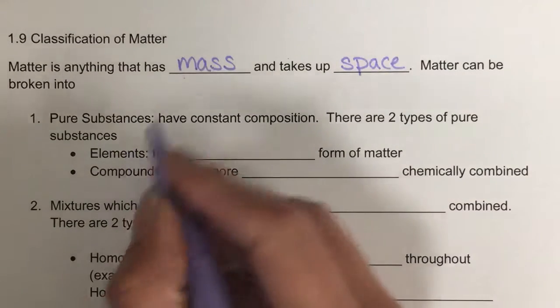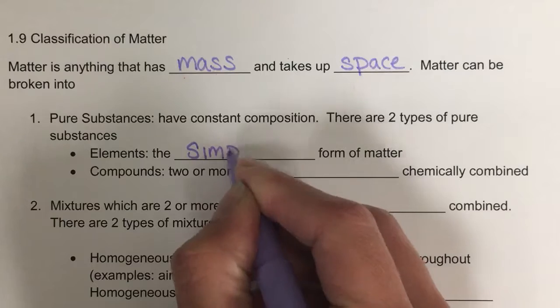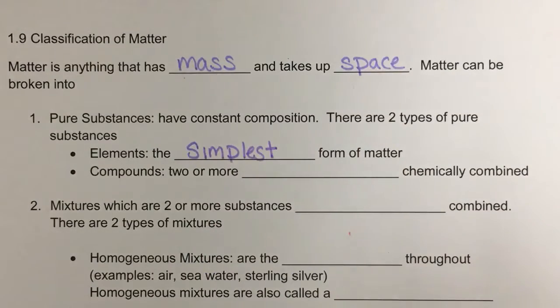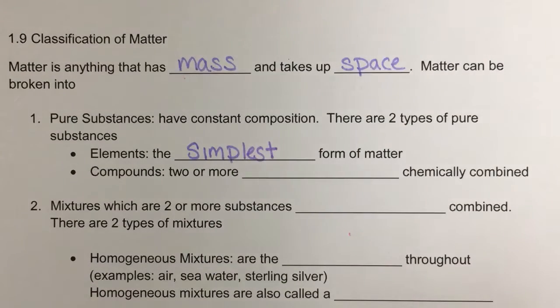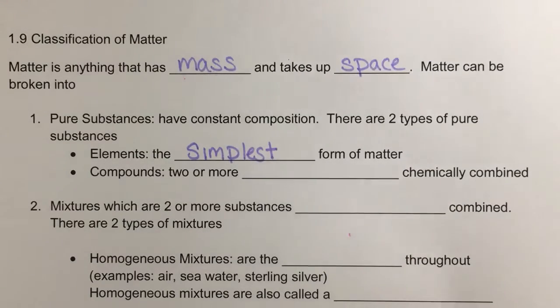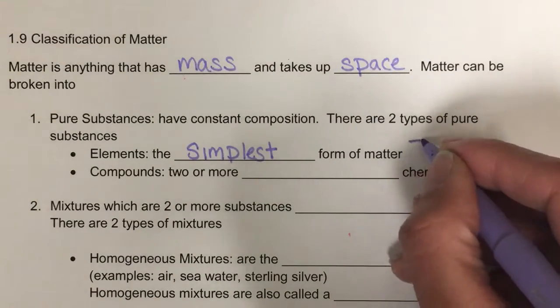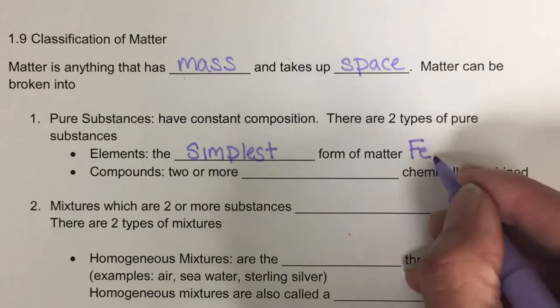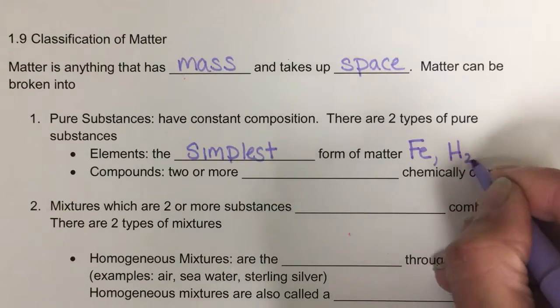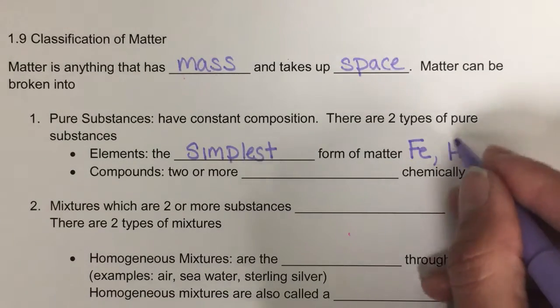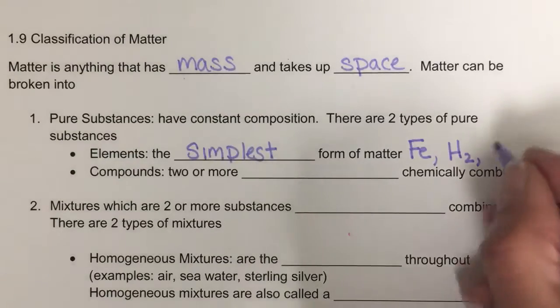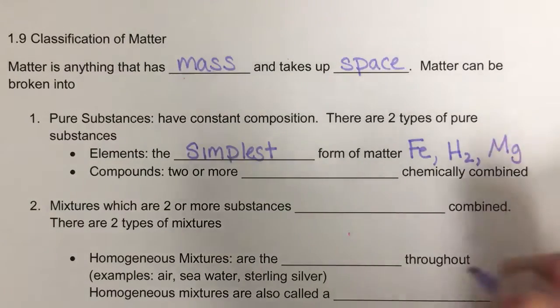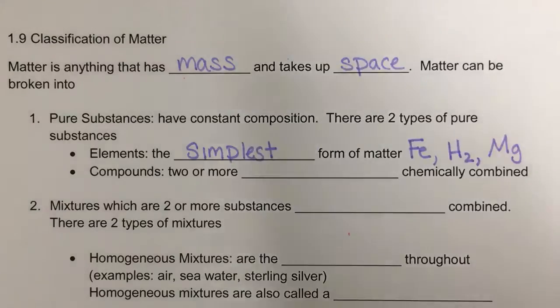So we can have elements, which are the simplest form of matter. And the easiest way to recognize an element is element symbols are capital letters. It can only have 1 capital letter. Now it can have lowercase letters as well. For example, iron is Fe, but I've only got 1 capital letter for my element. I could have H2. I've got 2 of them, but it's only 1 capital letter. I could have Mg, again, only 1 capital letter.